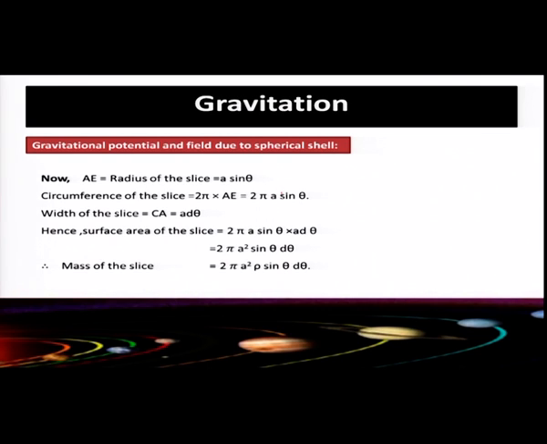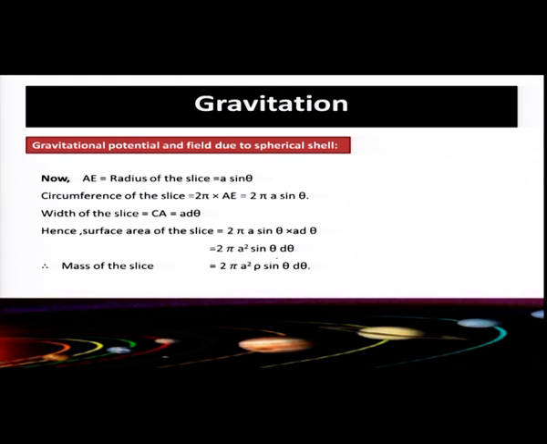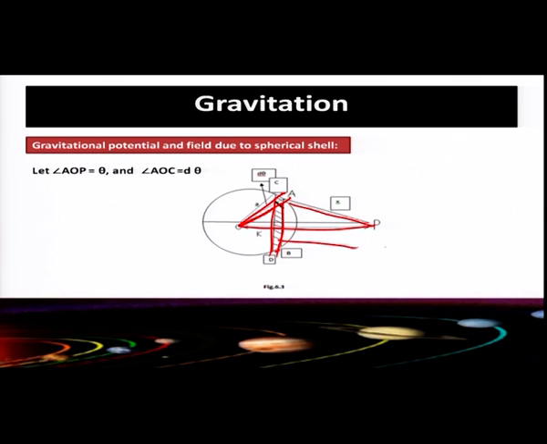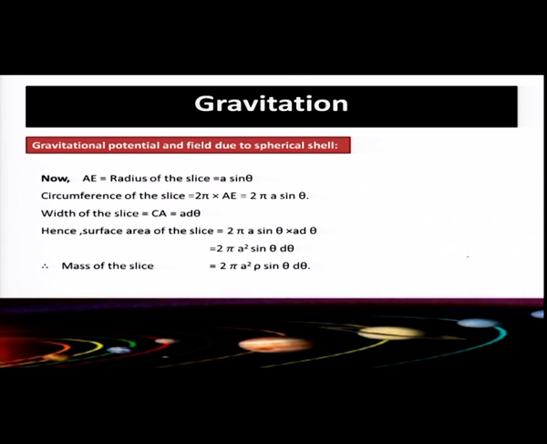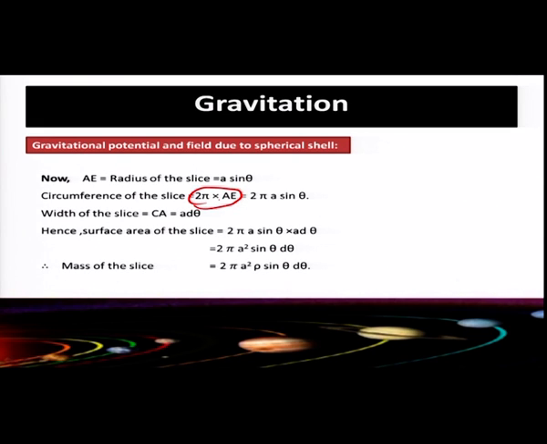AE is the radius of the slice, and this radius of the slice is A sin theta. Now we calculate the circumference. The circumference of the slice is 2 pi into radius, or 2 pi into AE. Since AE is A sin theta, substituting, we get 2 pi A sin theta.